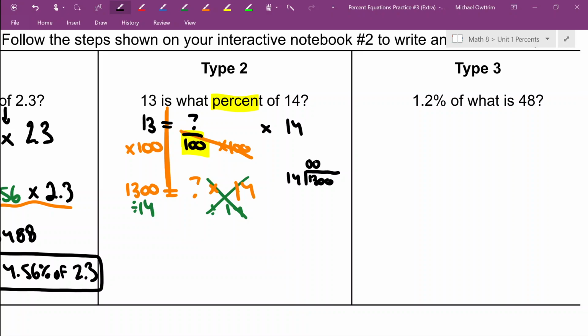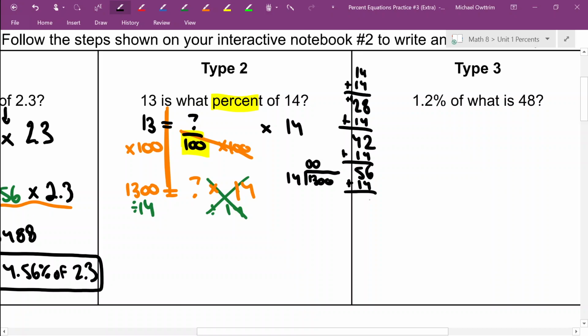So I need to ask myself, how many times does 14 go into 130? And I can use a list of multiples to help me figure out how many times that is. So 14 plus 14 gives me 28, as 14 times 2. If I add another 14 after that, 8 plus 4 is 12, so 42. Plus another 14 after that is 56. Plus another 14 after that is 70. Plus another 14 after that is 94. Plus another 14 after that. Oops, something's gone wrong somewhere.